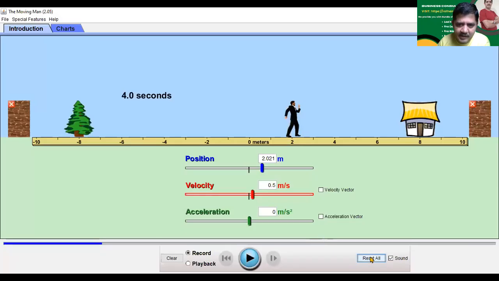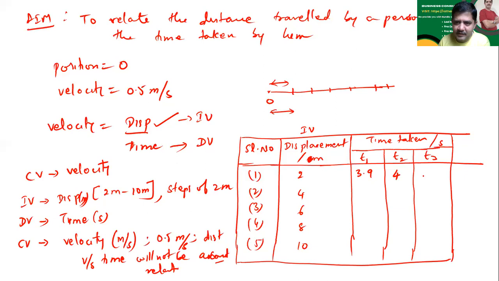And then once again, let us do it. I will reset it once again, say yes to it, and make this 0.5. Then let us start once again. 3.7 seconds. Okay. For 2 meters, I have taken 3 trials. Now let me go to the experiment once again.